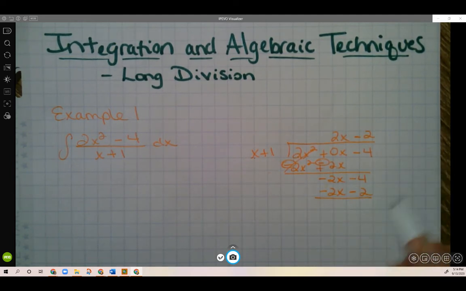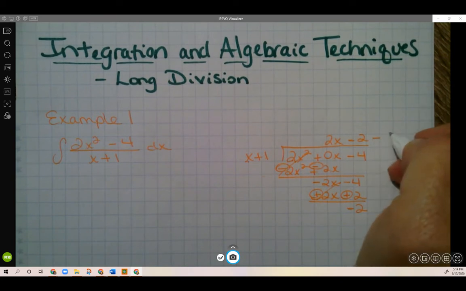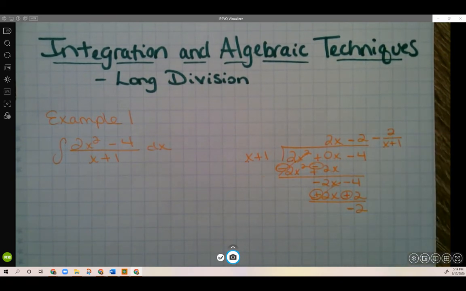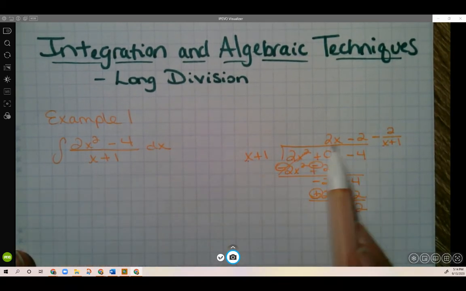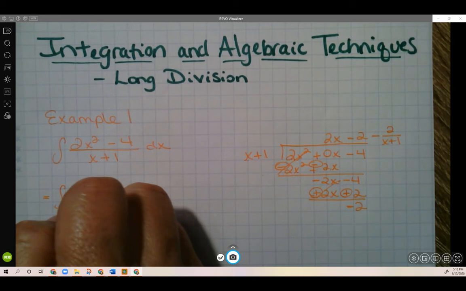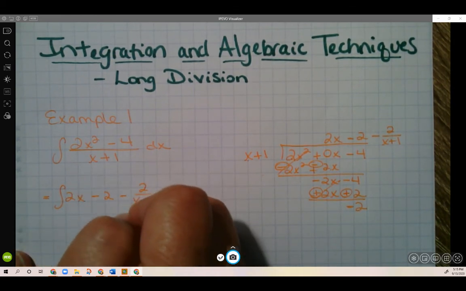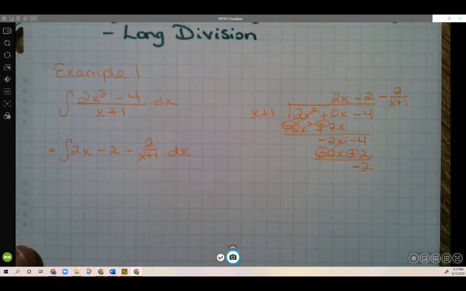I need to subtract this polynomial, so I'm going to distribute that minus sign, which will make this plus and make that plus. Negative 2x and 2x, they zero out. Negative 4 plus 2 is negative 2. And so this negative 2 is going to be my remainder, minus 2 over, or still divided by, x plus 1. So now that we've divided these polynomials, the purpose of doing that is so that I could rewrite this expression into something that I can integrate. And this is how I'm going to rewrite it. This integral is equal to the integral of 2x minus 2 over x plus 1 dx.